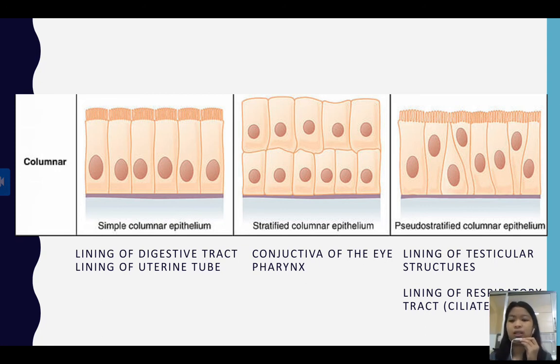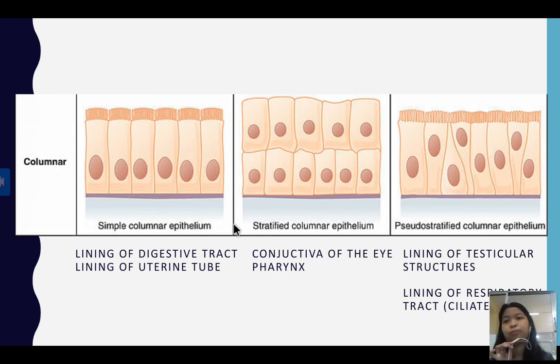Ayan. And then, the function is also for secretion and absorption. So this type of tissue is primarily found at the lining of the digestive tract. Ayan, kung makikita nyo sa taas, meron siyang mga hair-like structures or cilia. Kapag ciliated yung ating simple columnar epithelium, it is found in the lining of the uterine tube. Ayan. So, kailangan ng cilia kasi dun sa uterine tube para daanan siya ng egg cell pagbaba ng eggs.